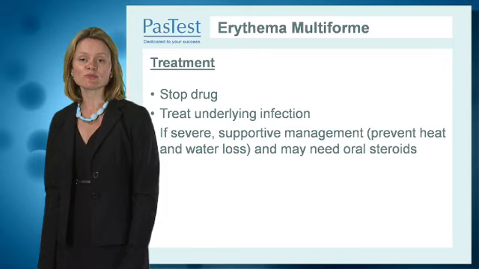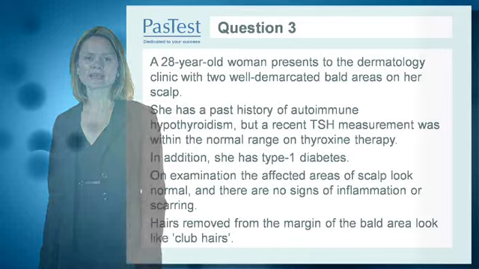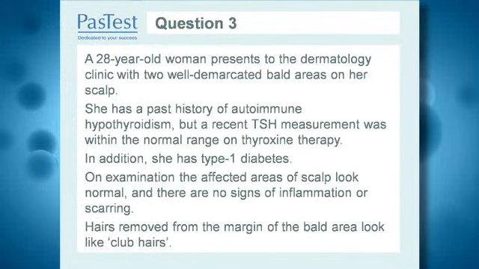So on to question 3. A 28-year-old woman presents to the dermatology clinic with 2 well-demarcated bald areas on her scalp. She has a past history of autoimmune hypothyroidism, but a recent TSH measurement was within the normal range on thyroxine therapy. In addition, she has type 1 diabetes.